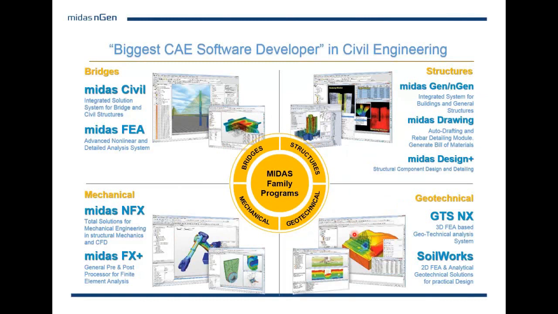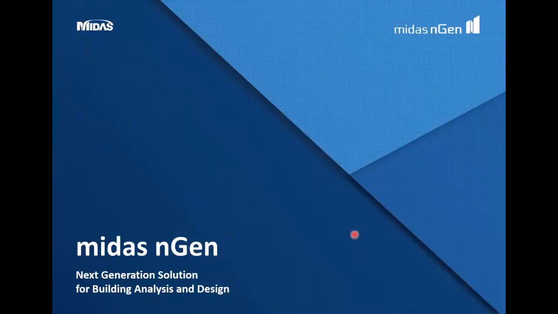Let's go ahead to MIDAS nGen, which is our today's topic. MIDAS nGen is the next generation solution for building analysis and design. Even though it's for buildings, we can also use it for general structures. So today we are going to be looking at the box culvert analysis and design, which is actually a type of a bridge, but we can create it in MIDAS nGen, and we can further go ahead and perform the analysis and design for that structure.